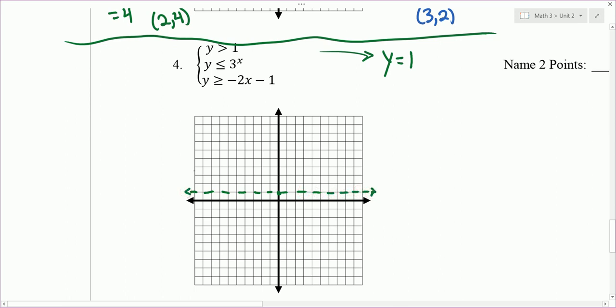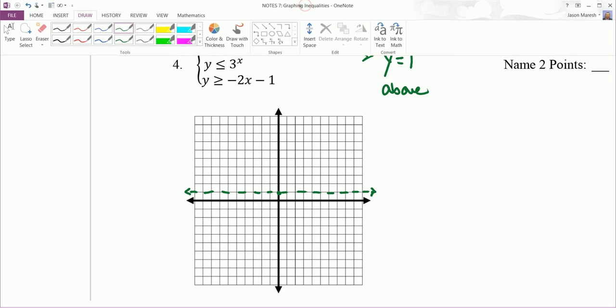And we're not going to shade quite yet, but we have to decide shade above or below. In this case, we're going to shade above because it's y is greater than. Okay, next.